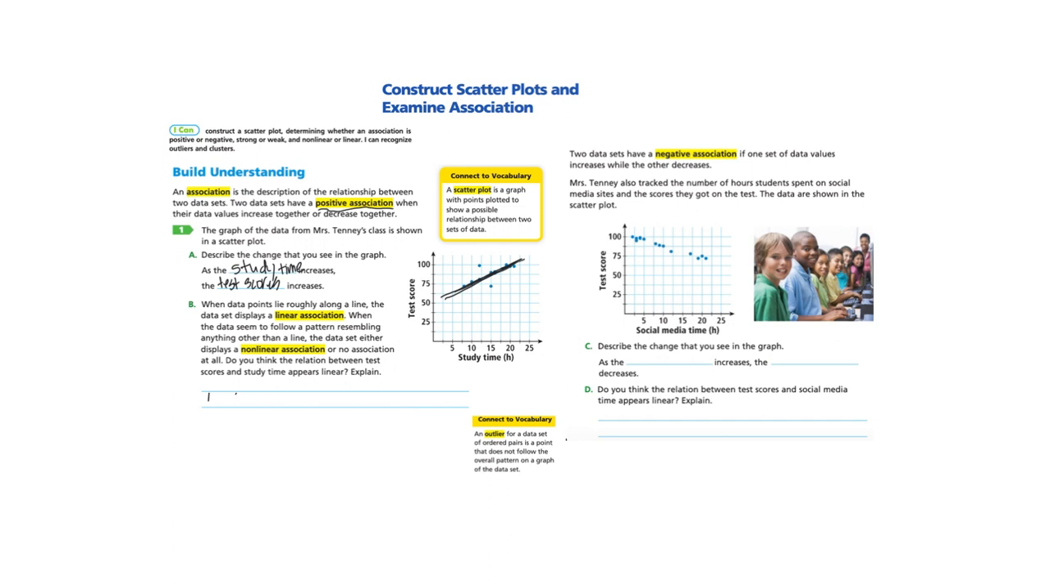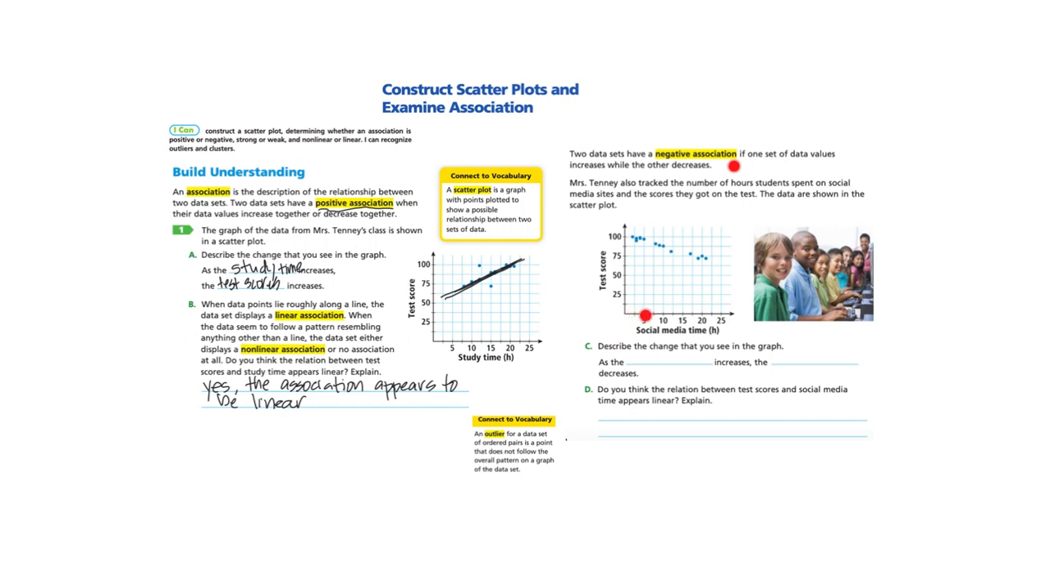And there are different ways to phrase this, but the association appears to be linear. All right, so now we can look. Two data sets have a negative association if one set of data values increases while the other decreases.